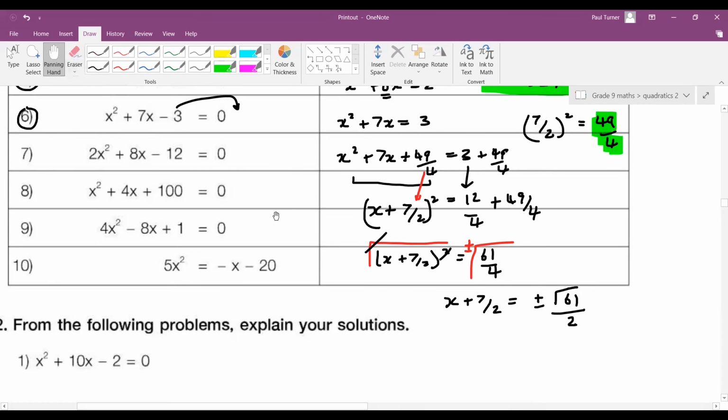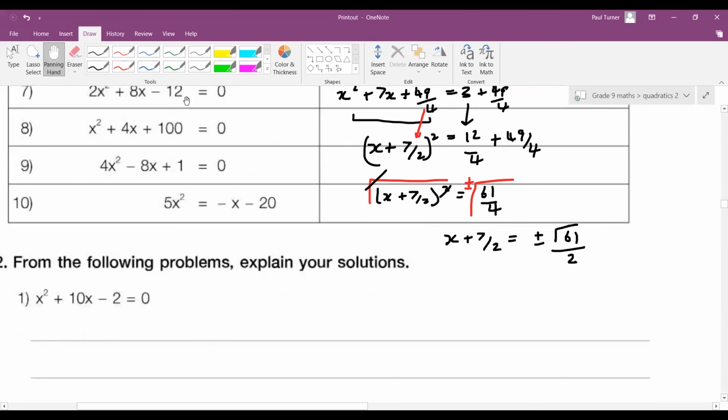So your calculator can do this as well. I just show the working when you submit work. So x will equal minus 7 on 2 plus or minus root 61 on 2. So notice now you have a common denominator here, so we can join this to one term. So minus 7 plus or minus root 61 on 2. And you can make a decimal if you want, but this is okay for the answer. That's your answer there then.